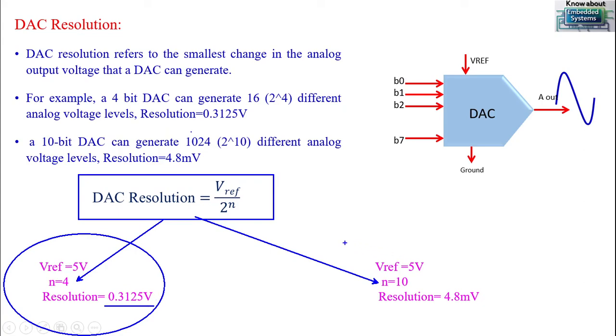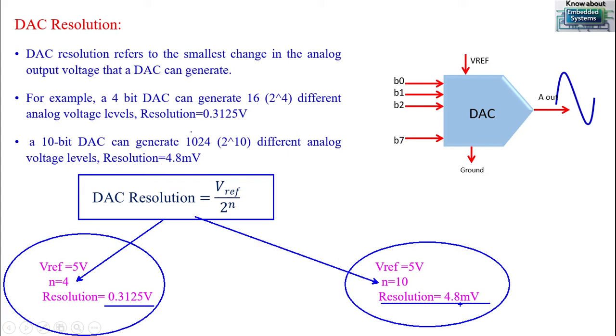And the second use case, I'm keeping n equal to 10. When I keep n equal to 10, again the same procedure. Substitute V reference as 5 and n equal to 10, and when you calculate, you will get 4.8 millivolts. So just try to understand here. When you keep n equal to 4, it is getting 0.3125 volts, and when you keep n equal to 10, it is getting 4.8 millivolts. It is not a volt, it is a millivolt.